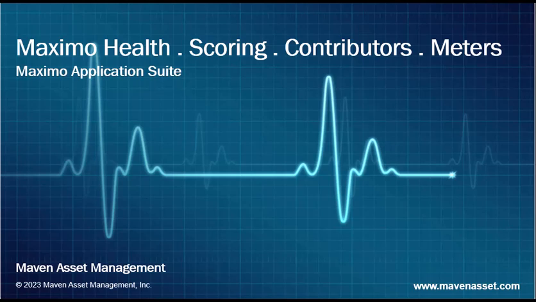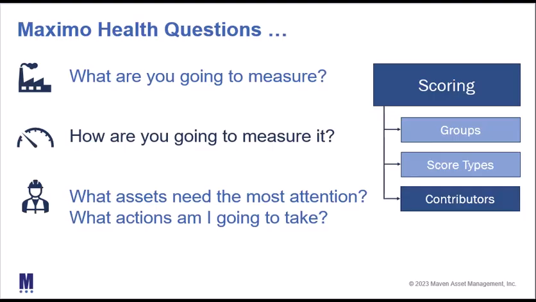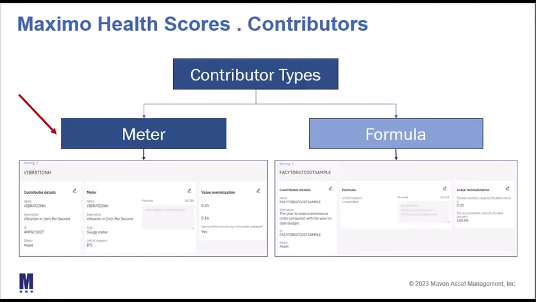We're going to look in more detail at the scoring areas of Maximo Health and how meters are used to determine a health score. As a reminder, when we think of Maximo Health, there are many questions that we focus on, and specifically today, we're going to look at how we measure the health of our assets. That is done with scoring, and scoring is made up of three main areas: groups, score types, and contributors. Today, again, we're looking at contributors.